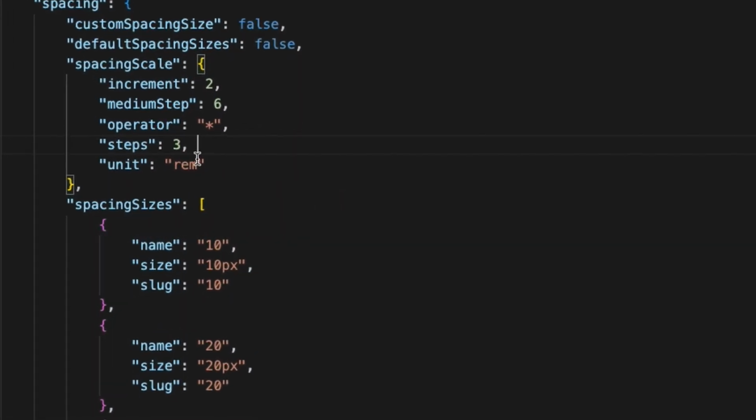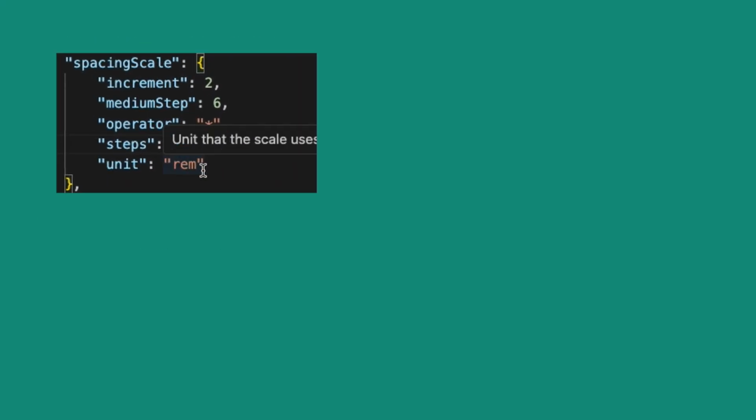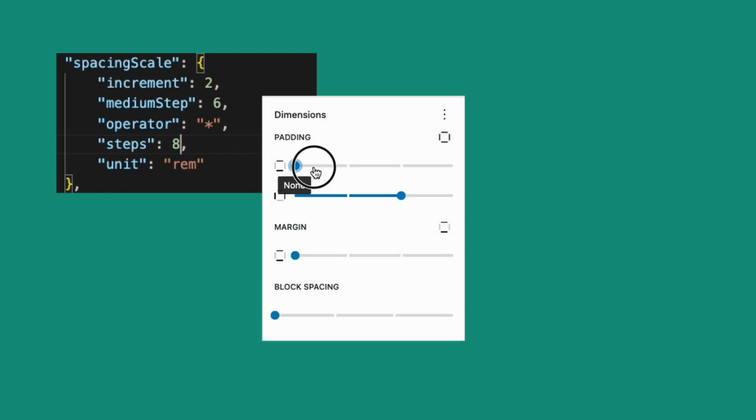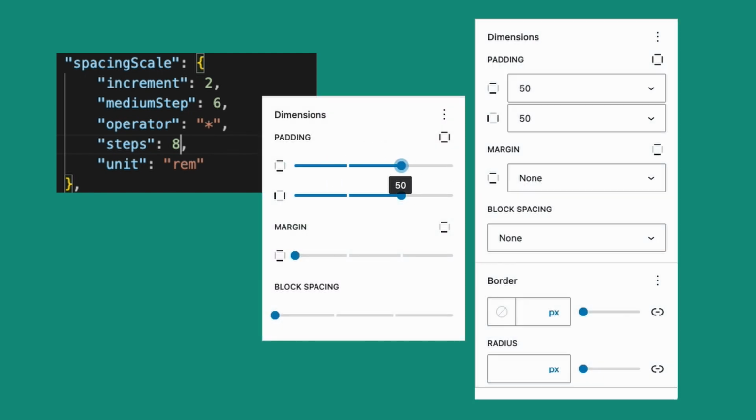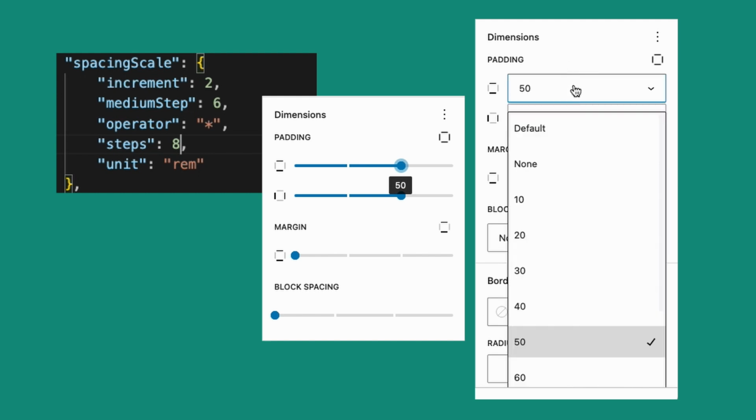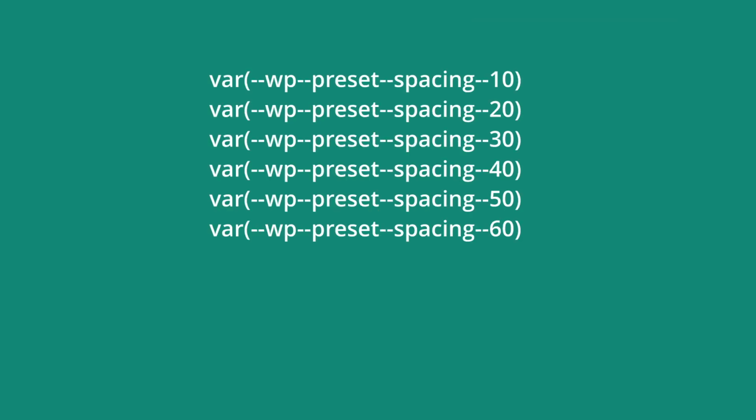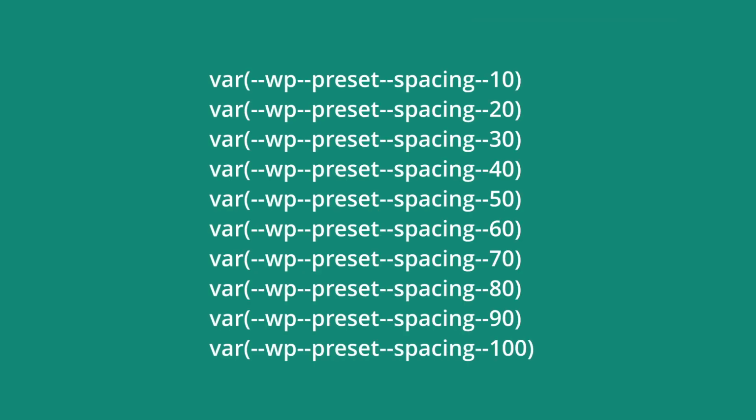Now there are a couple of things also to be aware of here. If you're using spacing scale or spacing sizes, anything over 7 steps or 7 objects is going to change from sliders in the UI to a drop-down menu, as you can see here. Another thing to be aware of is that you can have no more than 10 steps. And this is because of the way that the default CSS variables and presets are set in core. So just be aware of that.